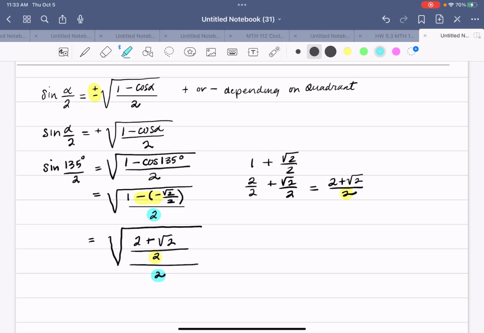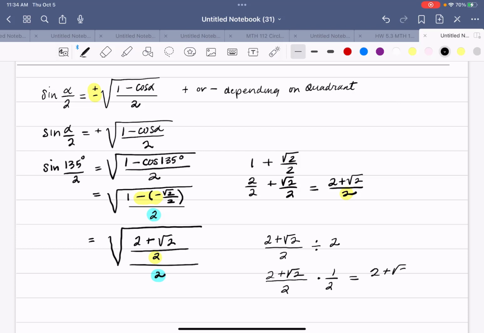So still we have a complex fraction. So let's see what we can do with that 2 in the denominator. So remember, this is 2 plus the square root of 2 over 2 divided by 2. Now be careful. Those 2's are not going to cancel out because it's 2 plus the square root of 2 over 2 times 1/2. So it's 2 plus the square root of 2 over 4.